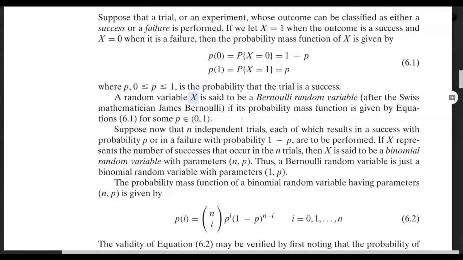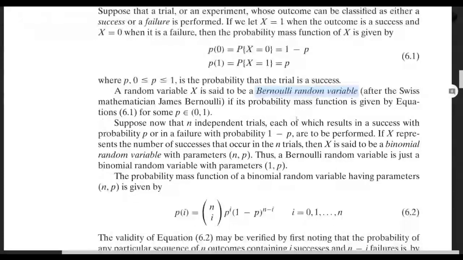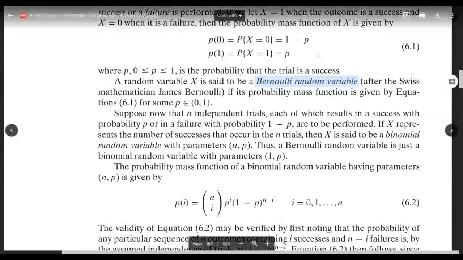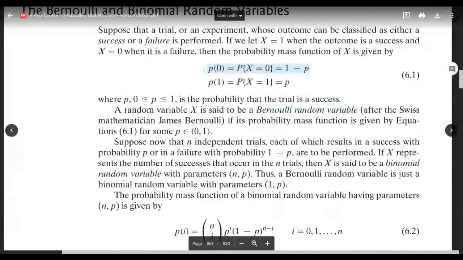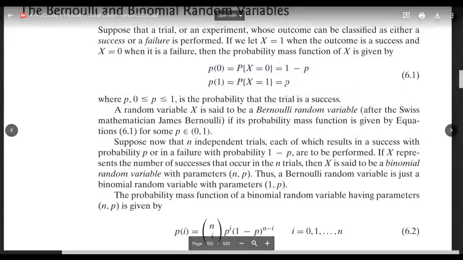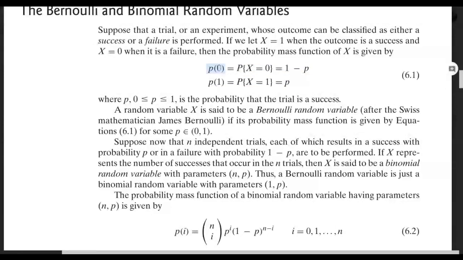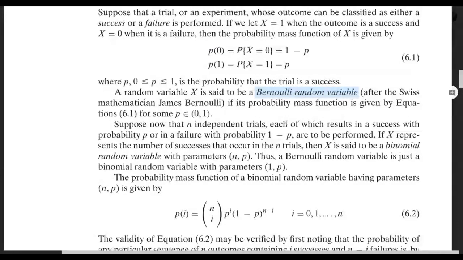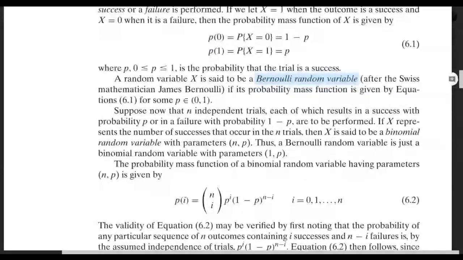A random variable X is said to be a Bernoulli random variable. Okay, definition. After Swiss mathematician James Bernoulli, if its probability mass function is given by equation 6.1, all right? So if the probability distribution is this, success has a certain probability p, and the random variable is only assigned two values, 0 or 1, success or failure. Okay, so that's the Bernoulli random variable.